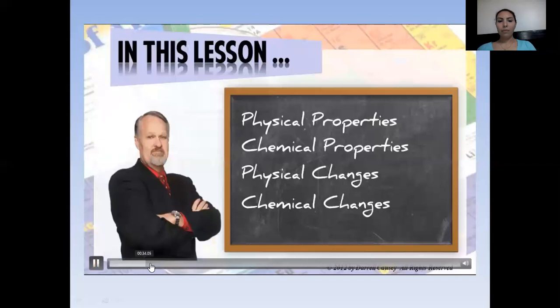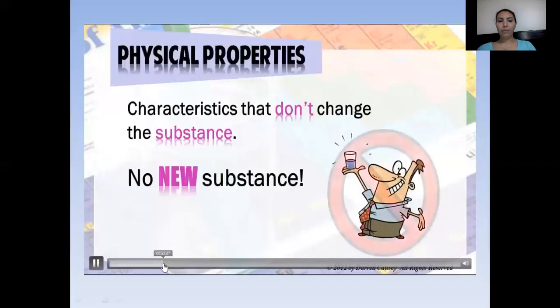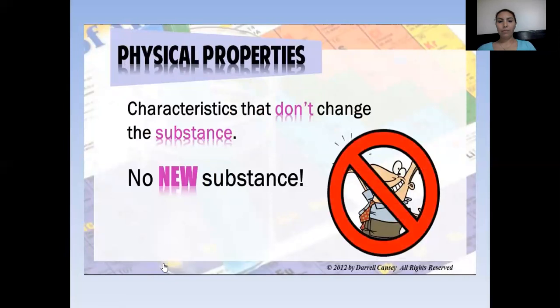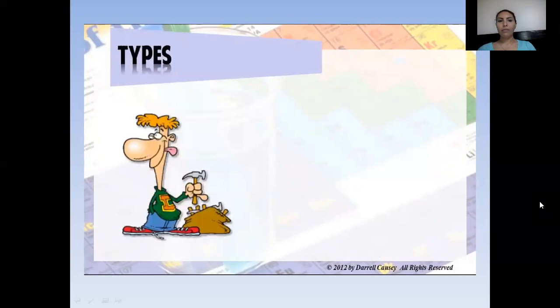It's all about matter changing, new substance. The substance doesn't change, such as tearing paper or cutting a board in half. That's just a change in their shape or structure, but you still have paper and you still have wood. You can even take and dissolve sugar in water, and you still have sugar and you still have water. You've just changed their form. There's no new substance. All right.